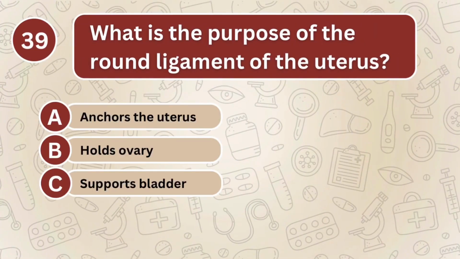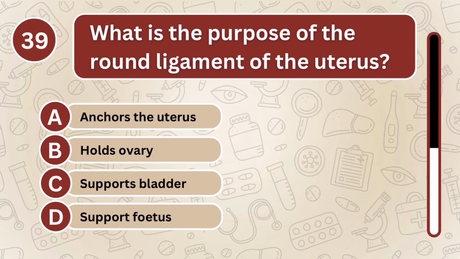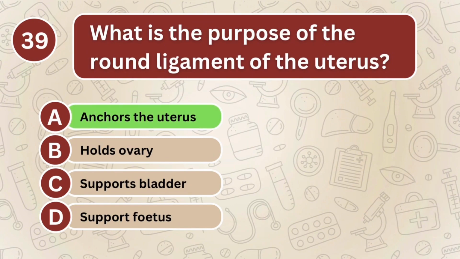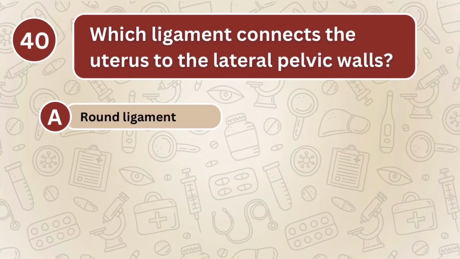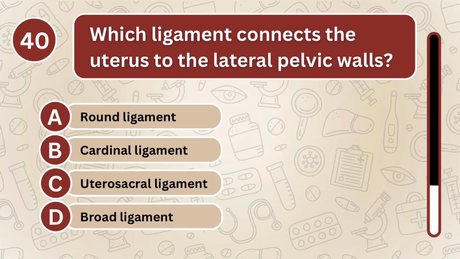What is the purpose of the round ligament of the uterus? It anchors the uterus. Which ligament connects the uterus to the lateral pelvic walls?